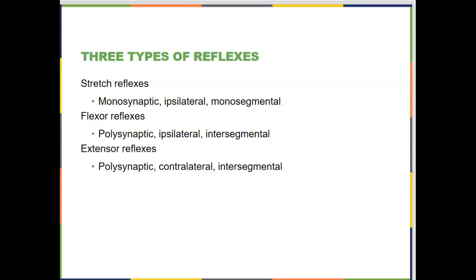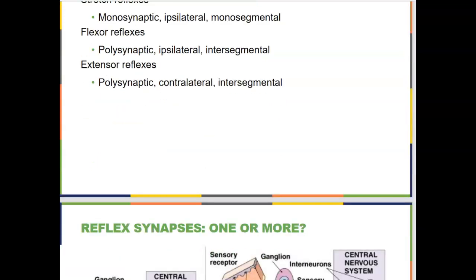Flexor reflexes are polysynaptic. In other words, there are many neurons involved here, not just one neuron talking to another. There might be 5 neurons in this pathway. Again, it's still ipsilateral, same side of the body. Intersegmental, it can spread among dermatomes. The extensor reflexes are polysynaptic, contralateral, meaning it spreads to the other side too. Intersegmental, spreading through the dermatomes. Extensor reflexes will be things like walking. Flexor reflexes are picking things up with one arm.